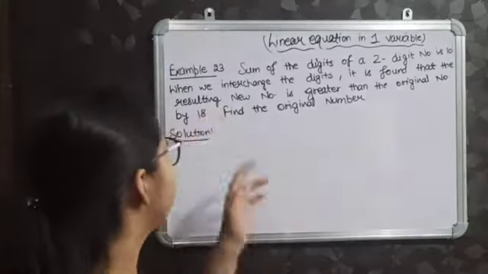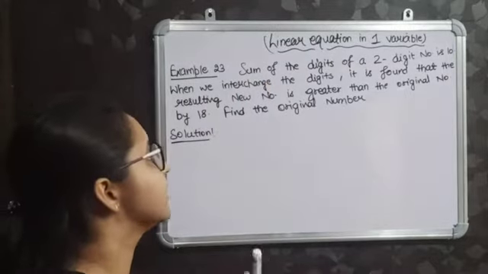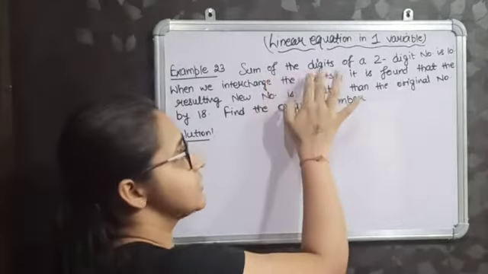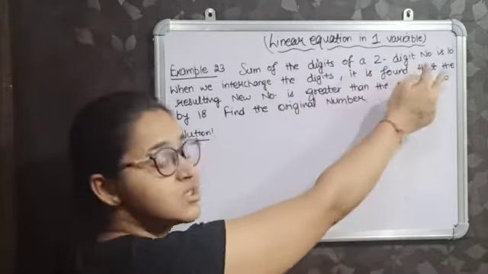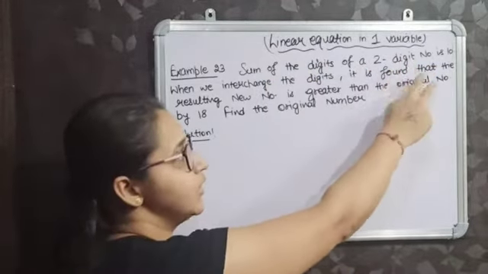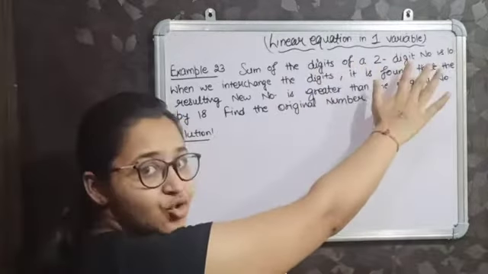Students, let's do example 23 of your syllabus book. Example 23 says that the sum of the digits of a two-digit number is 10. The number is a two-digit number and the sum of the digits is 10. Okay, this is your first part.